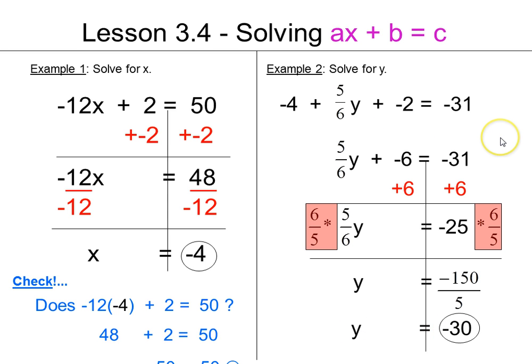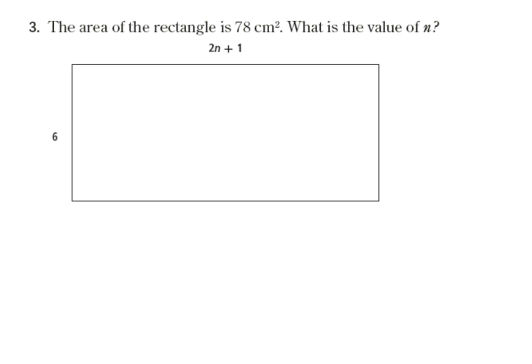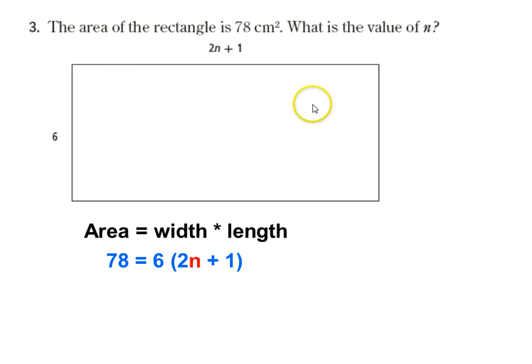And one more. We have an area of a rectangle of 78 centimeters squared. What's the value of n? Well, we know that to find the area of a rectangle, we do the width times the length, or the base times the height. There's a couple different ways you can say that. It's basically taking this dimension times this dimension. So we're going to get the area, which is 78.